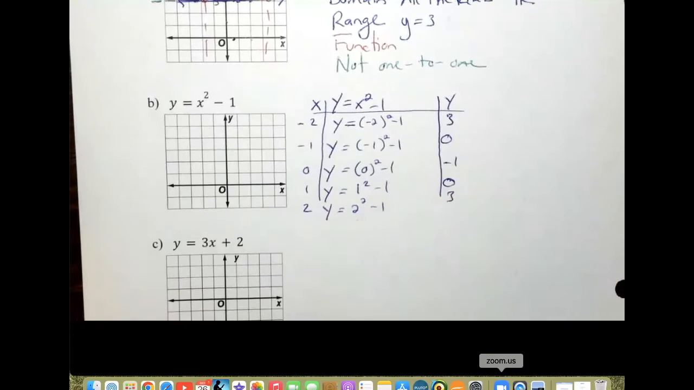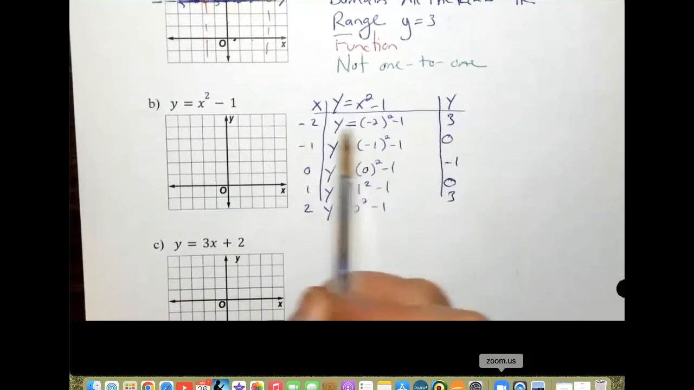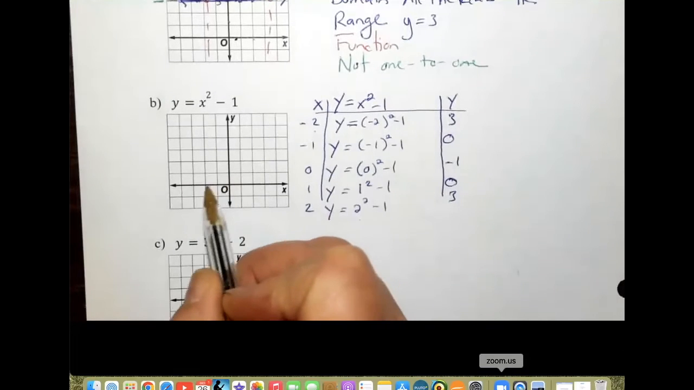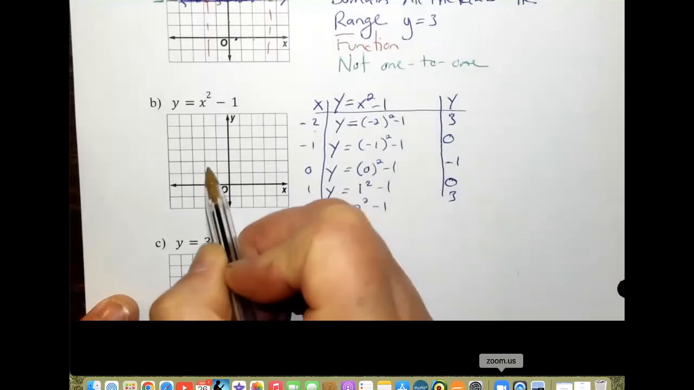And then we're going to plot these points. Play connect the dots. Negative 2, 3 is your first ordered pair for x and y. Negative 2 for x, and we found that y was 3.